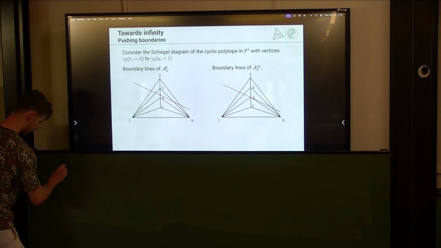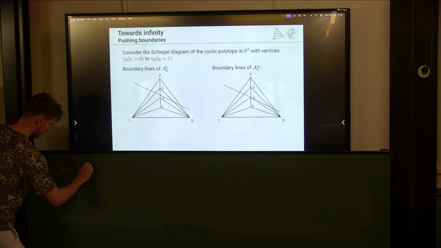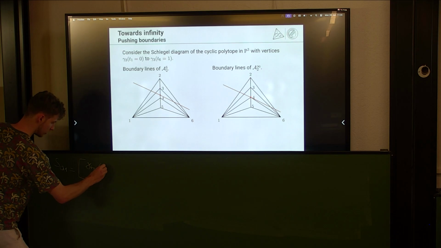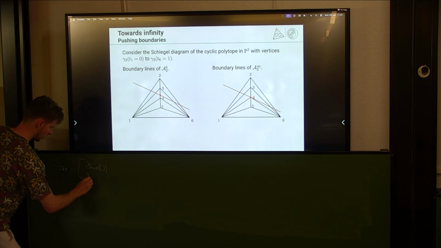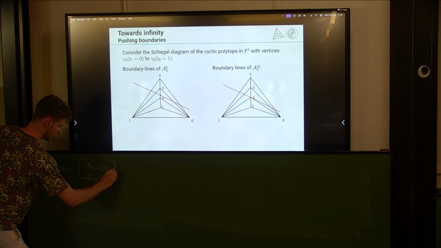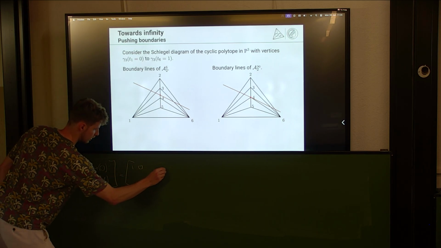So this is the notation. Think of this as the 0 point under my moment curve and the 1 point over my moment curve. So exactly these points.